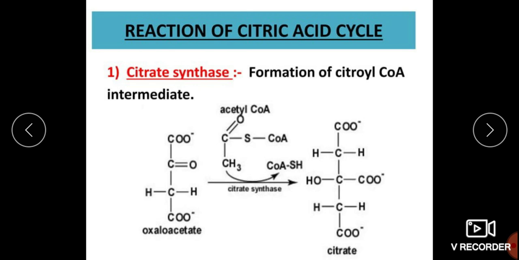Now, in detail, the reactions of the TCA cycle or citric acid cycle. The first enzyme is citrate synthase. This citrate synthase forms citric acid by a condensation of oxaloacetic acid and acetyl coenzyme A. It removes the CoA-SH group and adds the acetyl coenzyme to oxaloacetic acid.